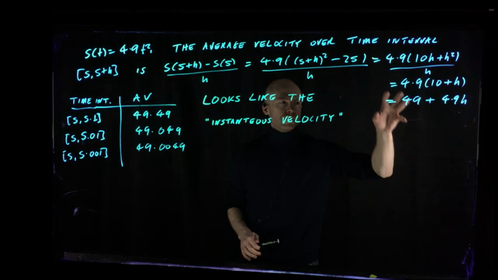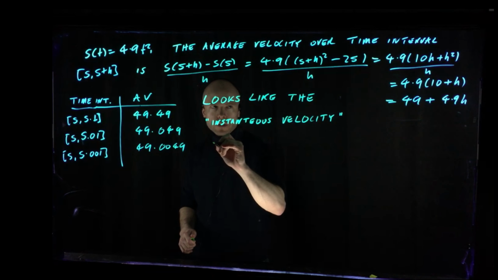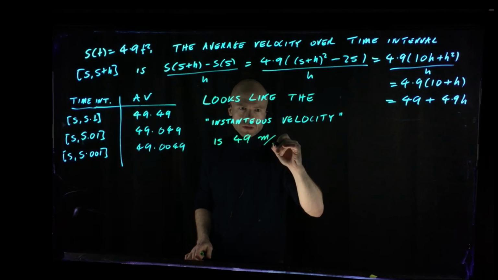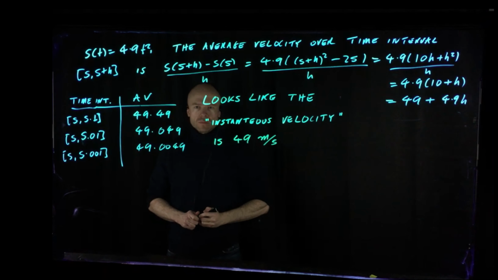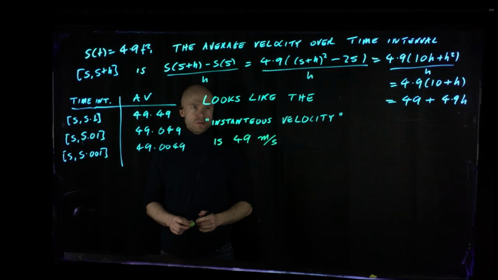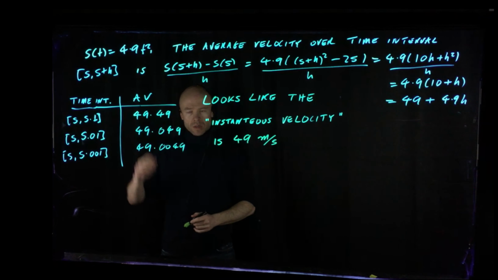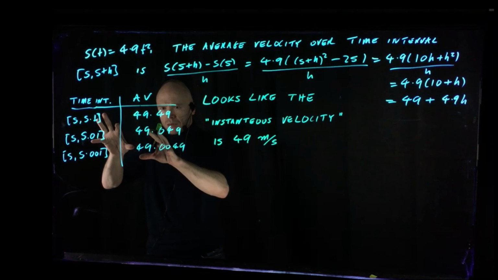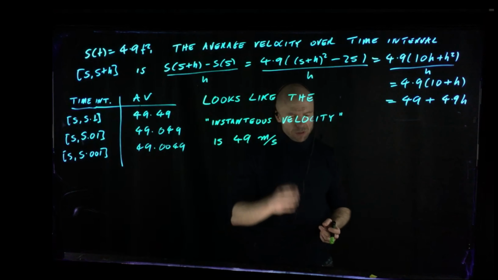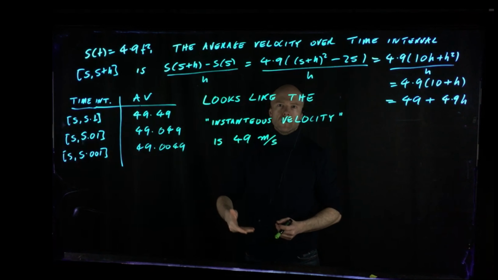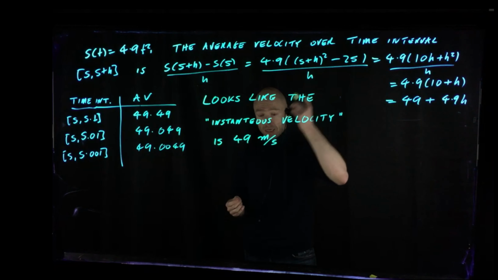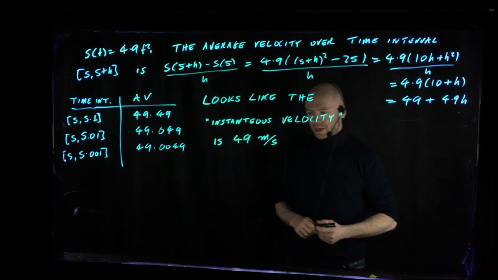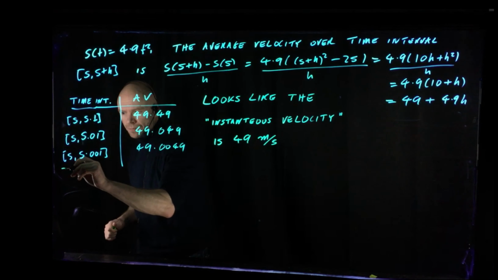All right, so instantaneous velocity is 49 meters per second. Okay, cool. Now, what should be coming to mind is that this building of a table, looking at things on a smaller and smaller scale, is very much like what we did before when we considered the problem of finding the tangent line to the graph of a function. Right? So what's the connection? The connection is as follows.